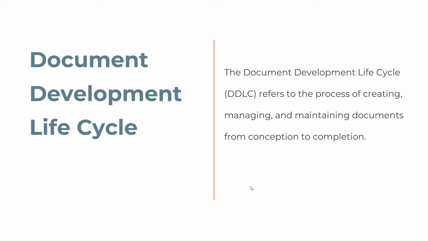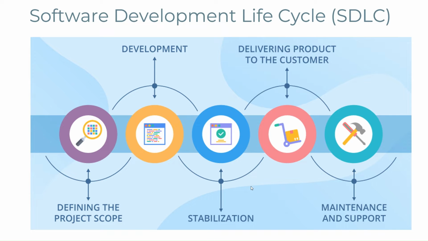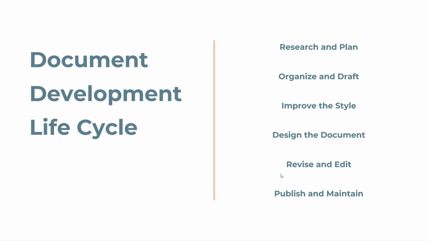This is equivalent to your SDLC. SDLC stands for what? Software development lifecycle, which is followed by your development team, testing team, maintenance team, implementation team, and this is followed throughout the organizations to develop software. These are the phases of development. Similarly, we have around 6 main phases in document development lifecycle.